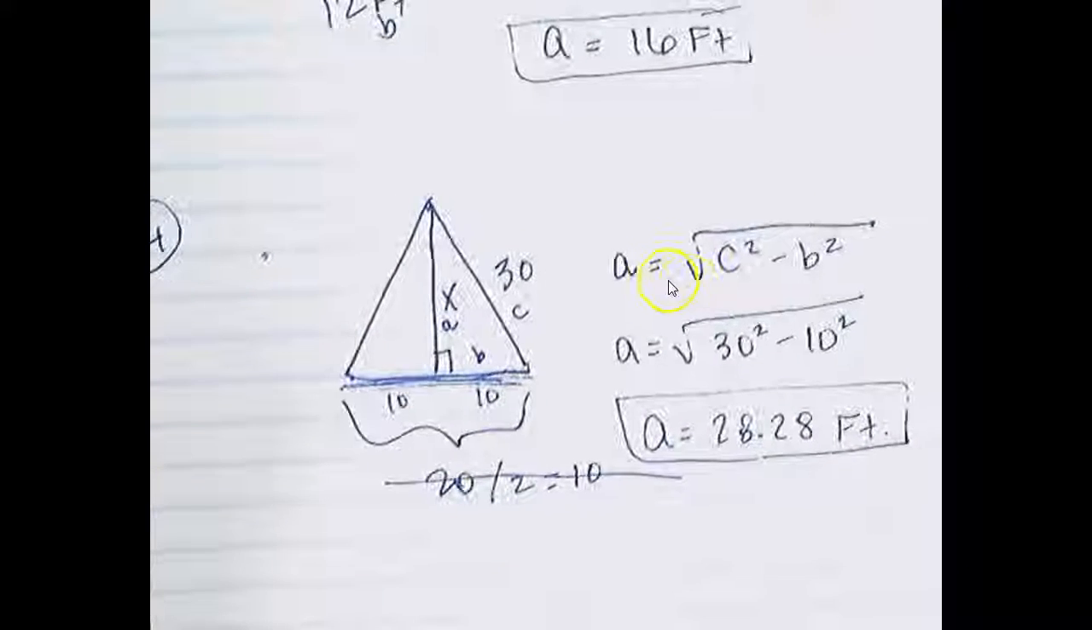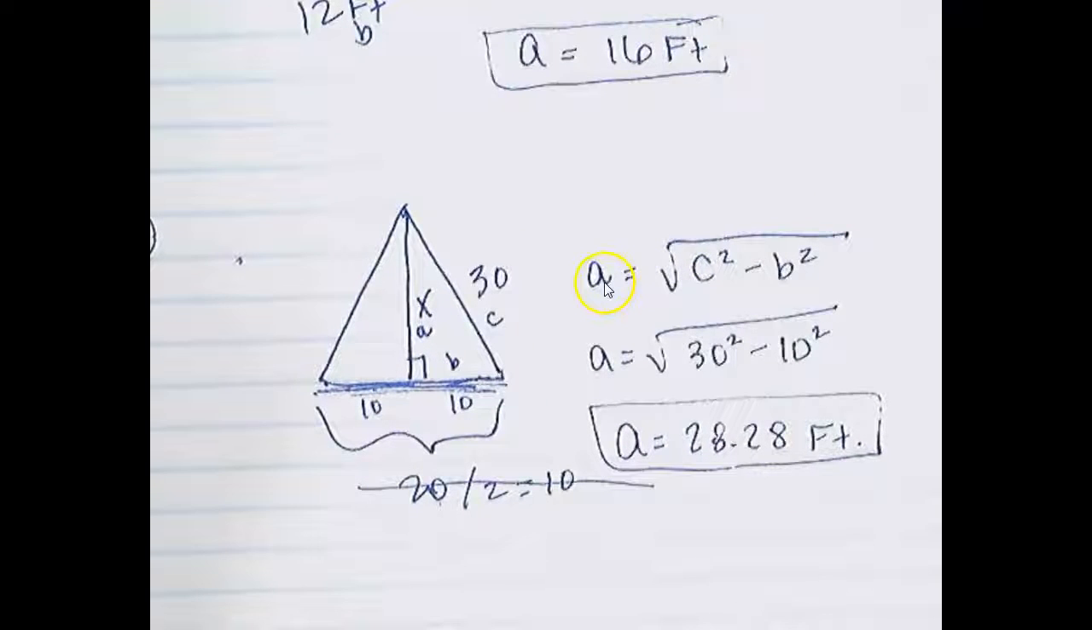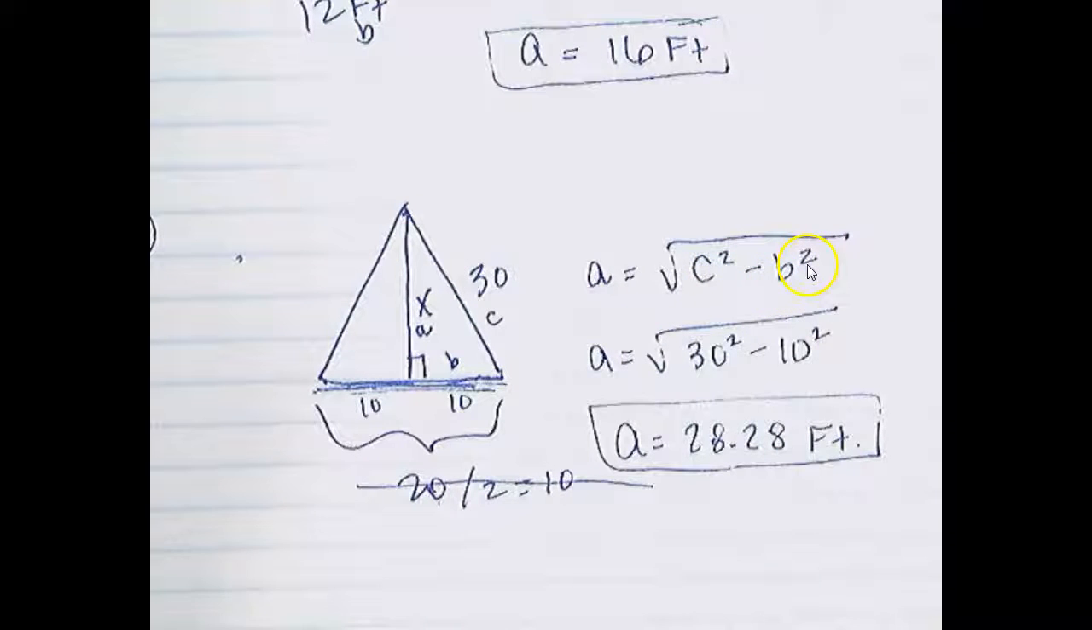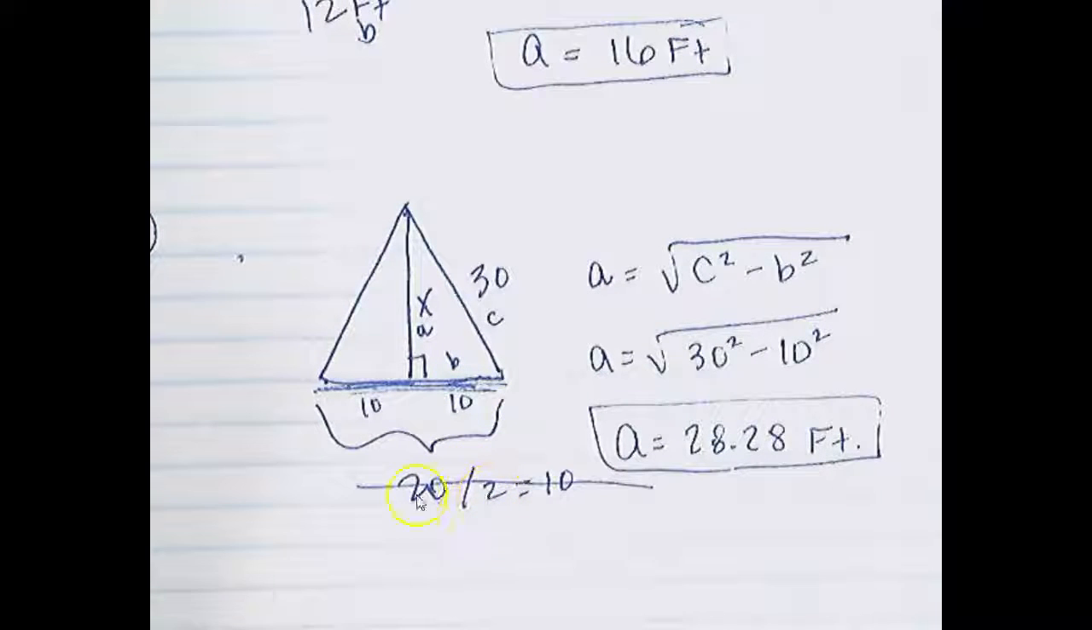So if you look at my formula, I've got the missing leg A equals the square root of the hypotenuse squared minus the leg I know squared. The hypotenuse is 30. The leg I know is 10 because half of this length is 10, 20 divided by 2. I drew a line through this so I wouldn't reuse that number. Typing that in, I get 28.28 feet.